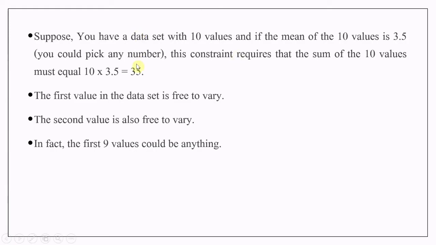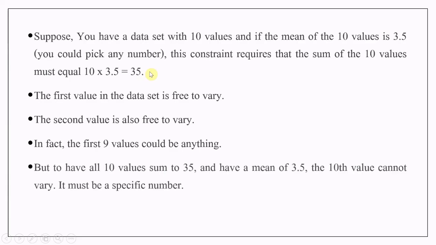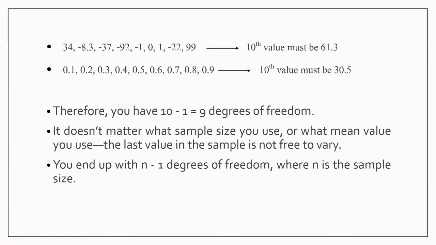But to make the total sum of the data set 35, you have no other choice but to select the 10th value in such a way that the total is 35. So to have a sum of 35 and a mean of 3.5, the 10th value you cannot vary. That means you are not free to select the 10th value by your choice. So the freedom is only up to the 9th value, and the 10th value must be very specific so that the sum arrives at 35.